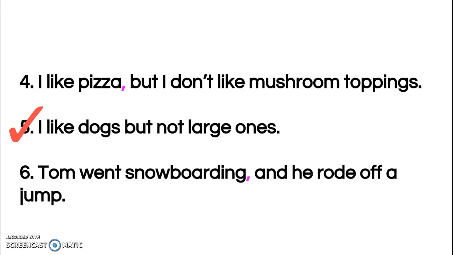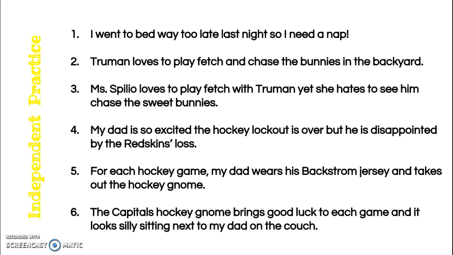Sentence 4 should read, I like pizza, comma, but I don't like mushroom toppings. Number 5 is good. It does not need a comma and should read, I like dogs, but not large ones. And number 6 should read, Tom went snowboarding, comma, and he rode off a jump. Here is some independent practice. Again, for each sentence, read all 6 and determine whether each sentence needs a comma or not. The answer key is on the next slide.